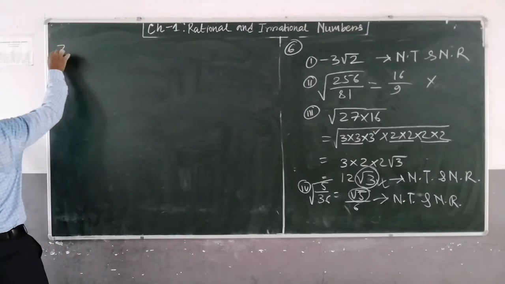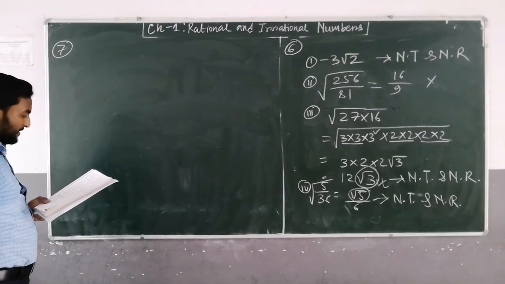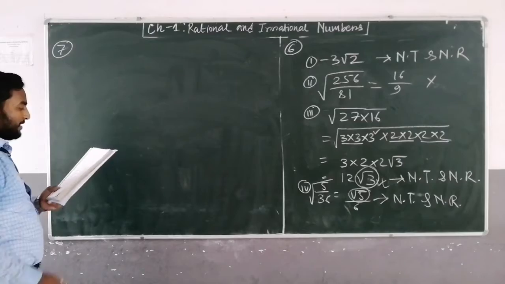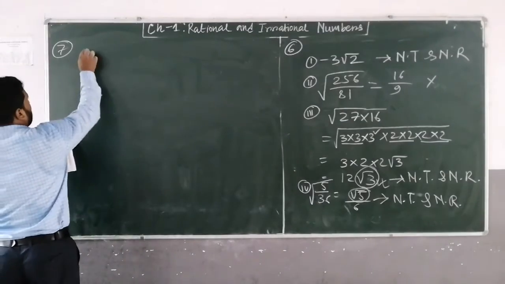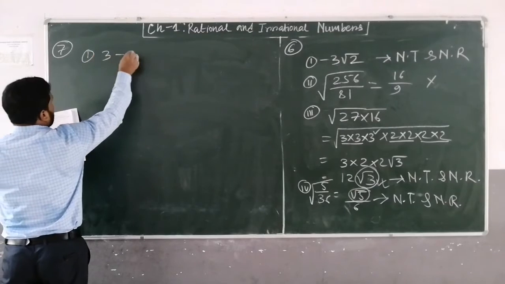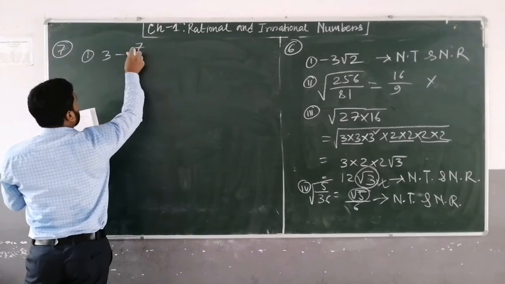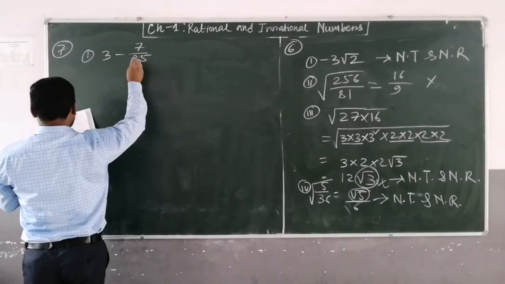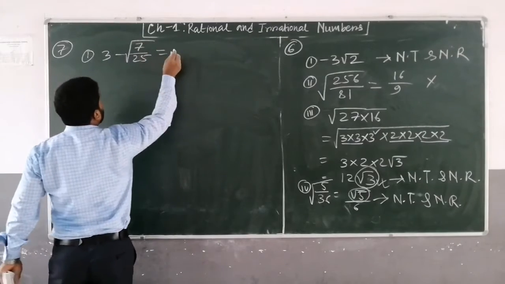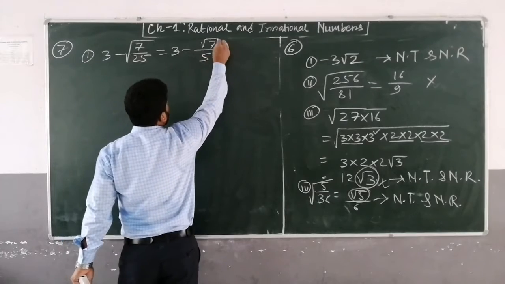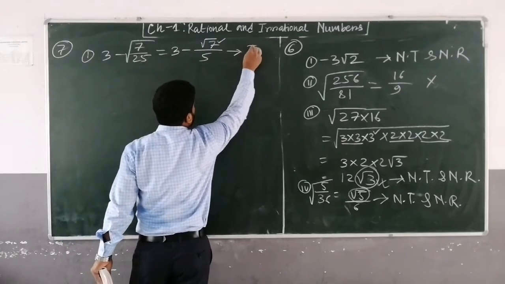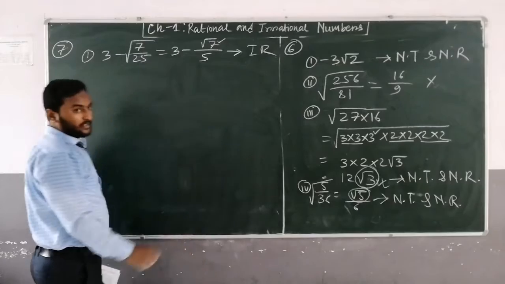Question number 7. In question number 7, state which of the following numbers are irrational. You have to tell which one is irrational. First part, 3 minus 7 upon 25 under root. So this is equal to 3 minus under root 7 upon 5. This is irrational, means the whole part is irrational.